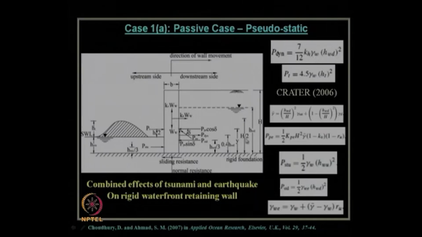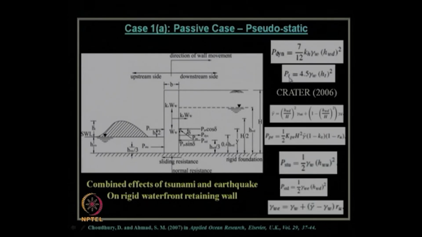So, HWD is the height of the downstream water table, gamma w is the unit weight of the water, kH is the horizontal seismic acceleration coefficient. So, that gives you the estimate of this P dynamic.